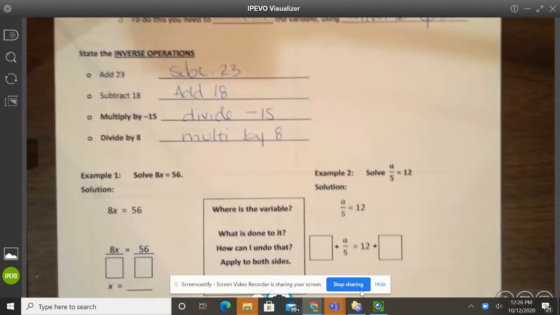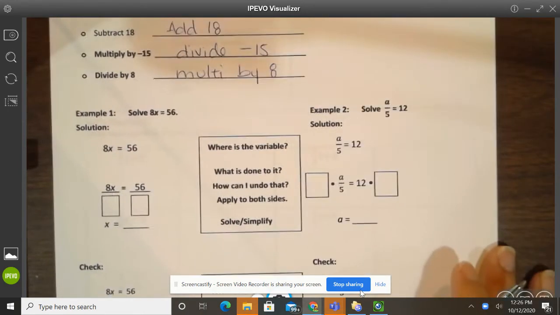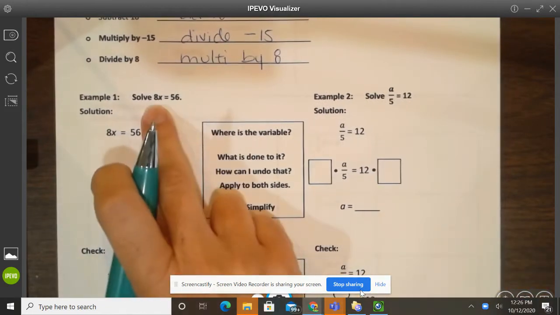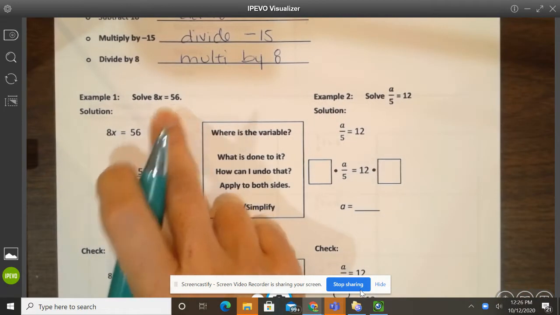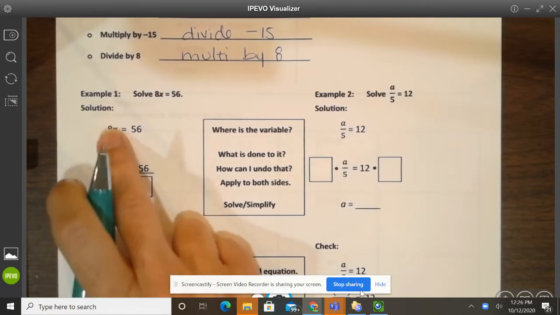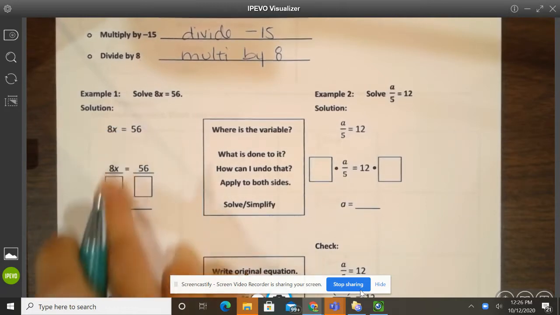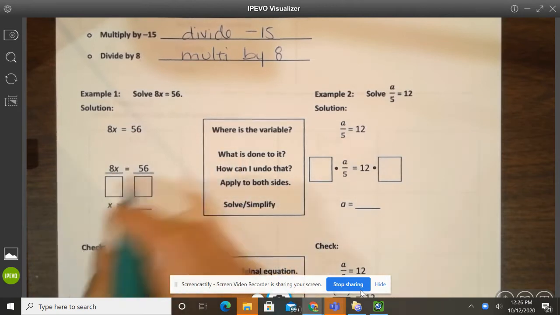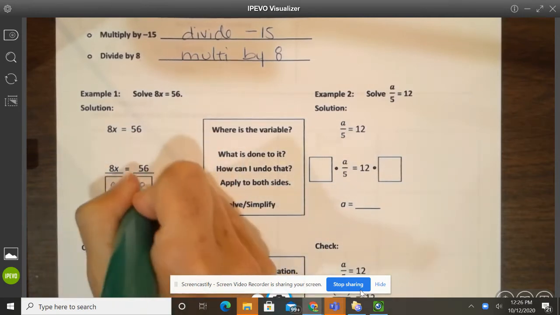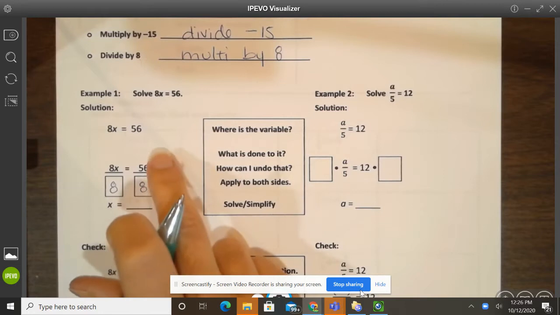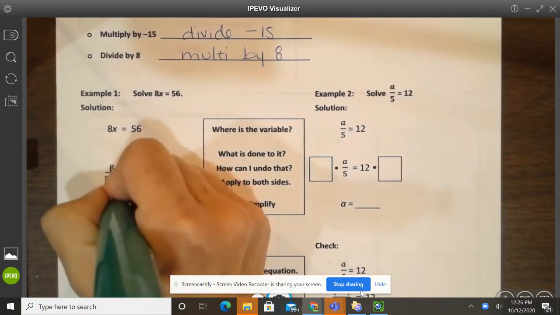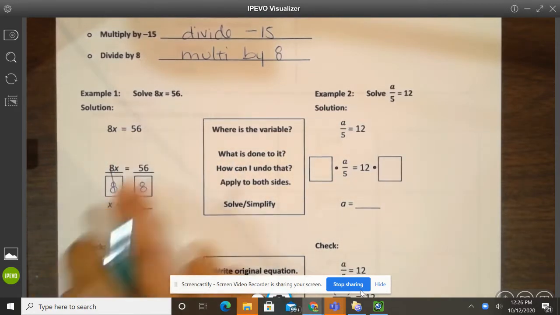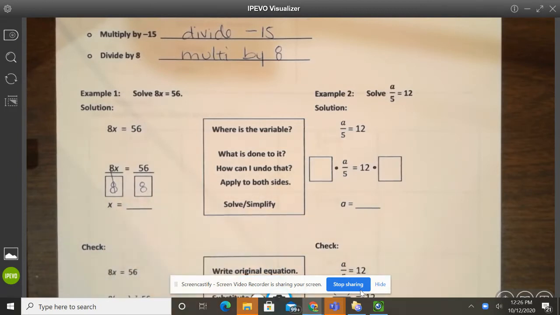All right, so let's do some examples. So it says example 1, solve 8 times x equals 56. So because 8 times x is multiplying, then the opposite of multiplication is division. So you divide by 8. Now this cancels, right? 8 and x is by itself, and then 56 divided by 8 is 7.